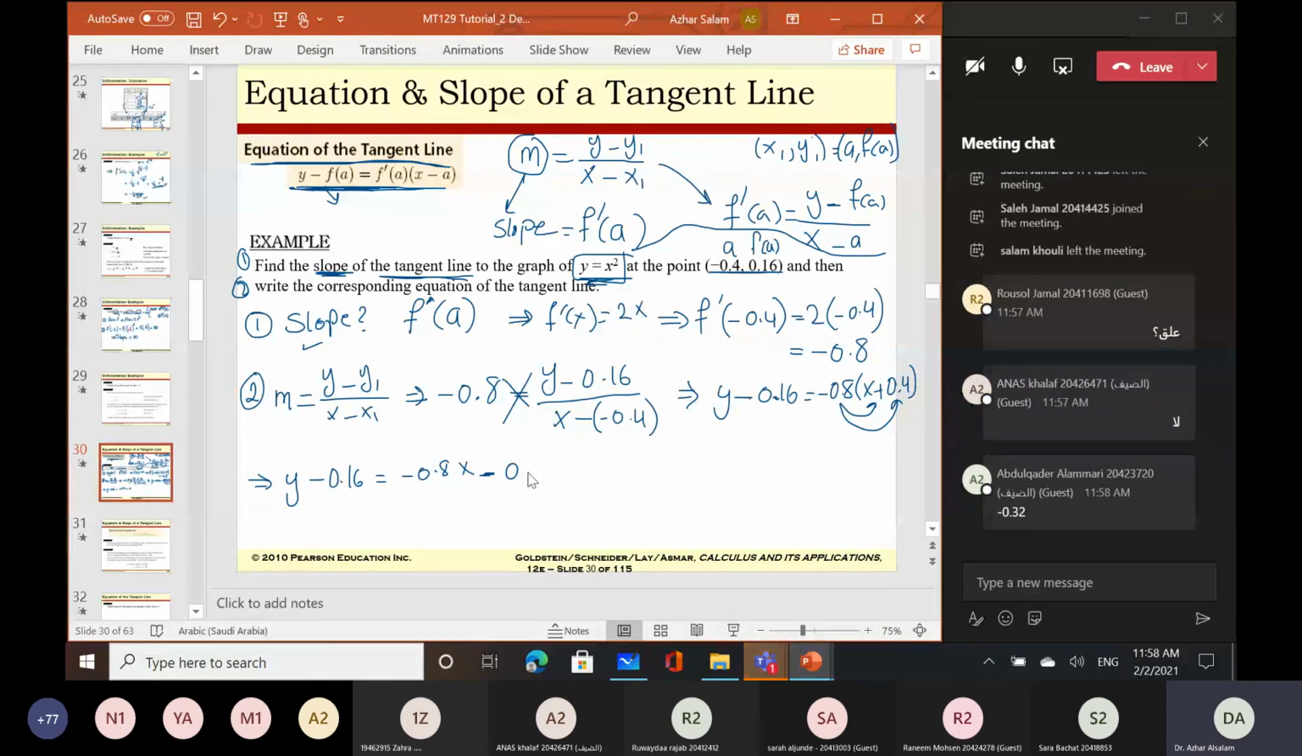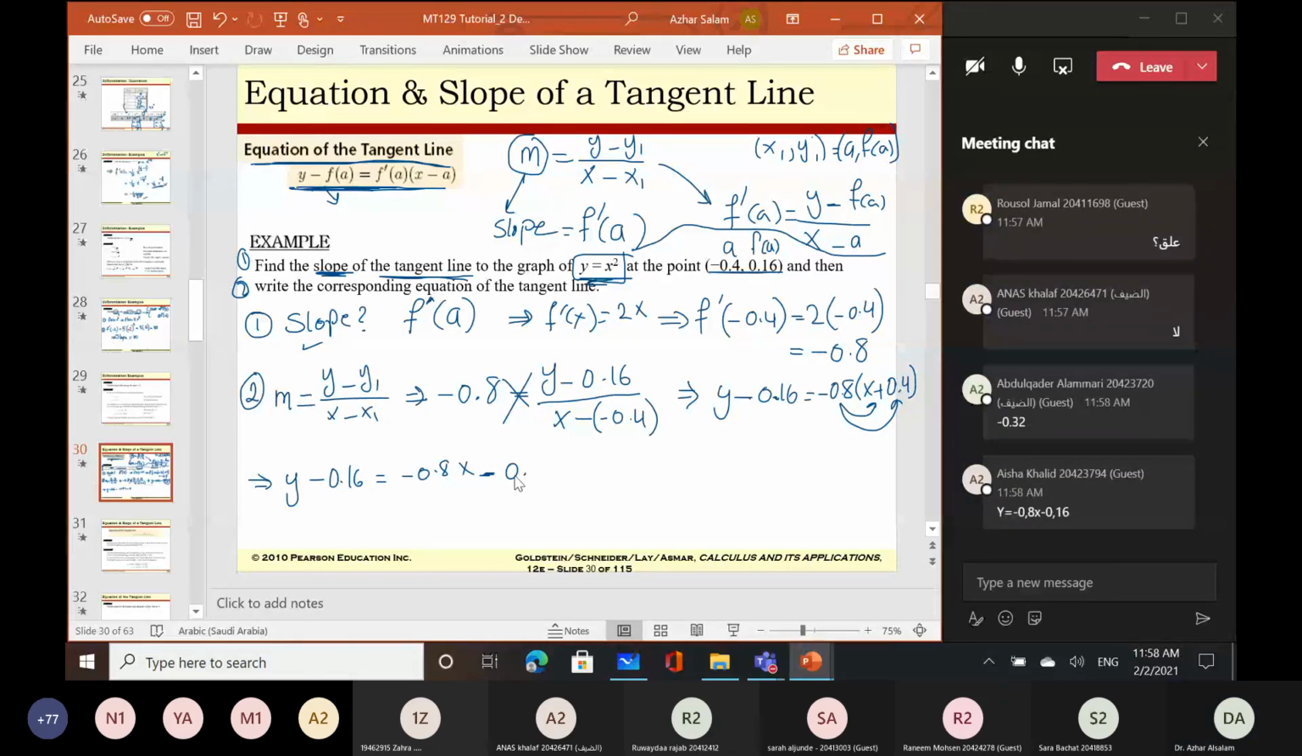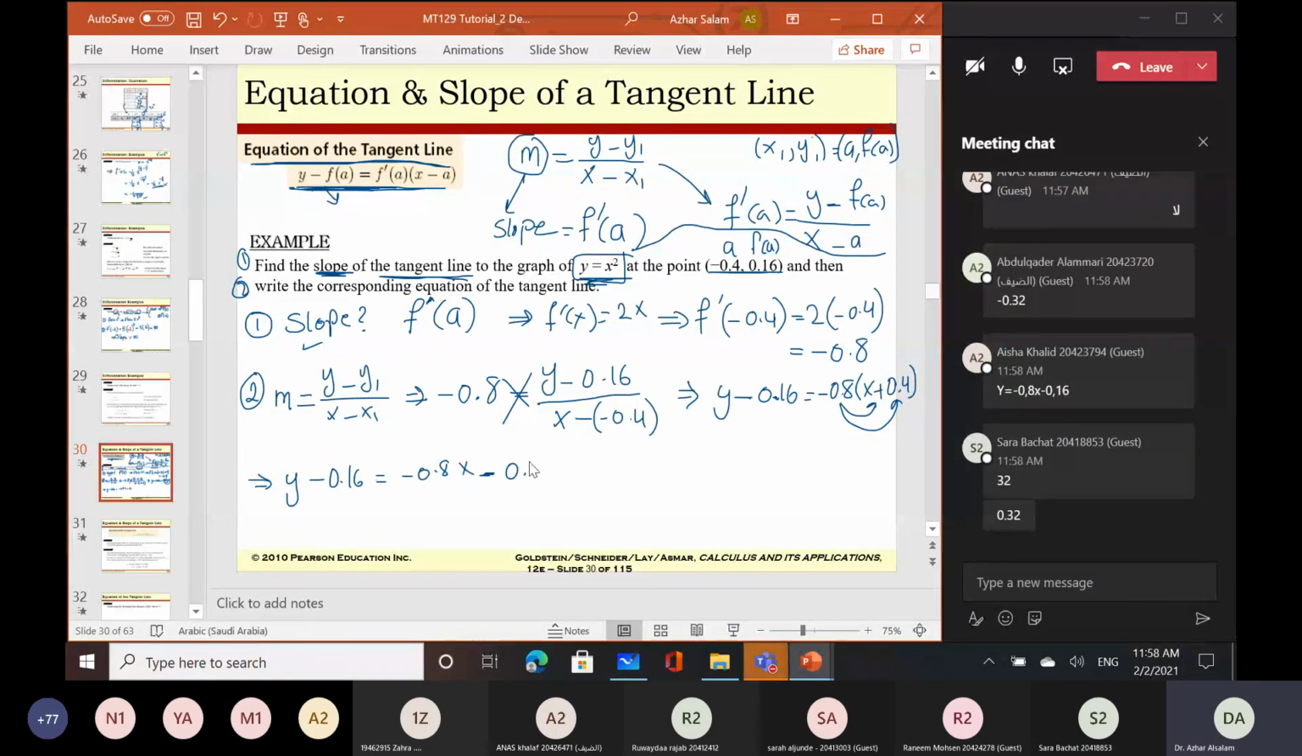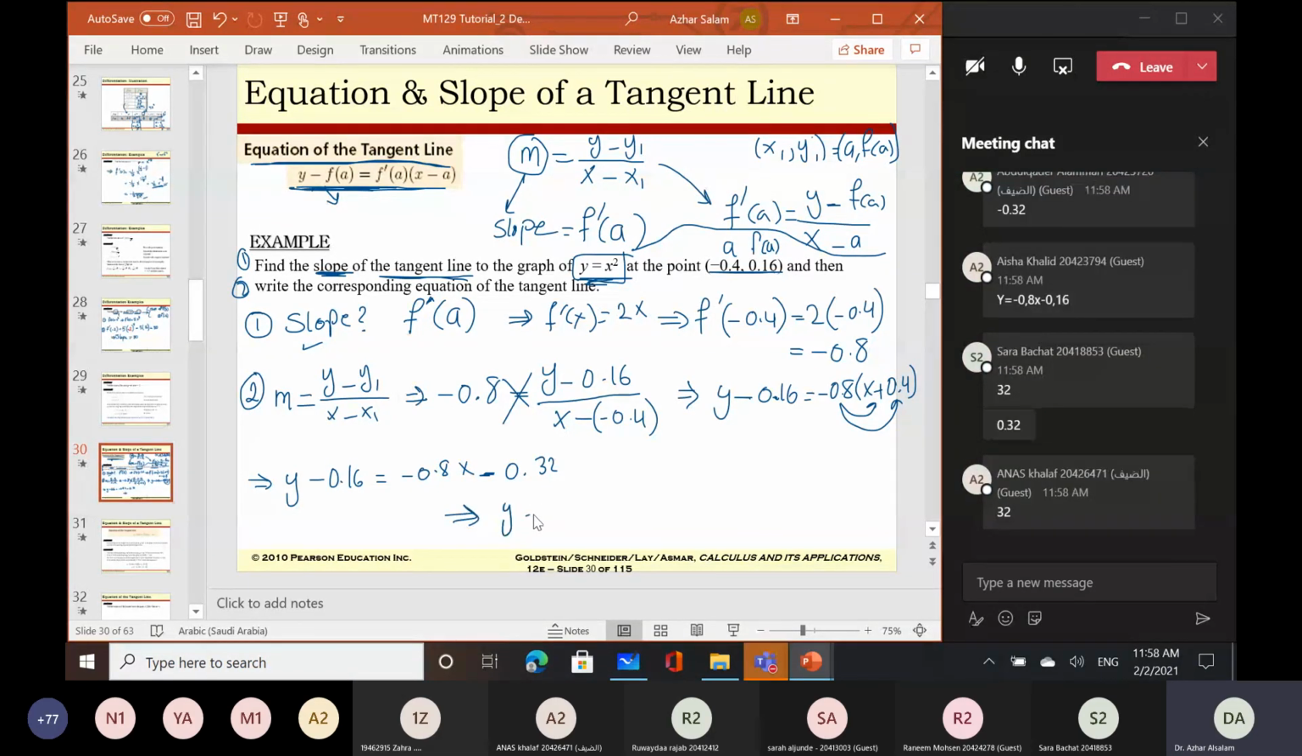8 times 4, 32. Then the final step: y equals minus 0.8x minus 0.32 plus 0.16, which gives minus 0.8x minus 0.16, right? Minus 0.16. This is the simplest answer. So the equation of the tangent line will be this equation.